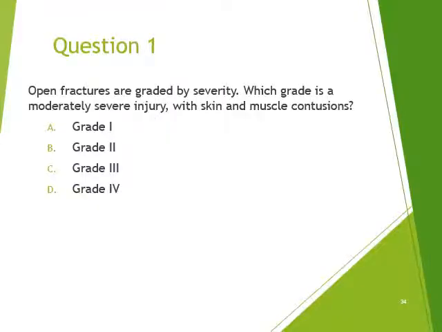Let's try a question. Open fractures are graded by severity. Which grade is a moderately severe injury with skin and muscle contusions? So the answer is B, grade 2. Open fractures have 3 grades of severity. Grade 1 is least severe with minimal skin damage. Grade 2, moderately severe, with skin and muscle contusions.